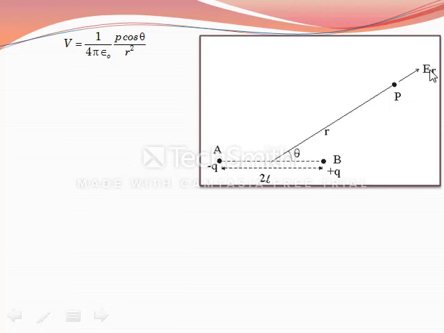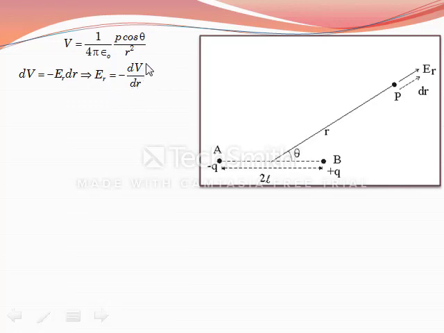Now we need to evaluate this E_r. Suppose we move in this direction, away from P, through a small distance dr, this way. If we move through a small distance dr, the corresponding change in potential dV is minus E_r dr. From here we will have the value of E_r. E_r is minus dV by dr.